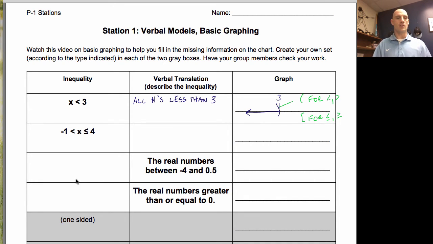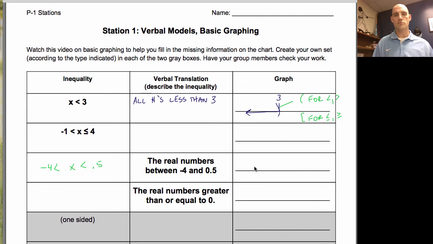So when I jump down here to this third one, everything I leave in this set of boxes is going to be for you. In this third line here, I've given you the verbal translation. So the real number is between -4 and 0.5. And so let's fill in the inequality first. Actually, it might help you to do the graph first, but we'll do the inequality first. So if it's between -4 and 0.5, what goes in the middle here? This is what we call a compound inequality. And so -4 is less than our number, which is less than 0.5.